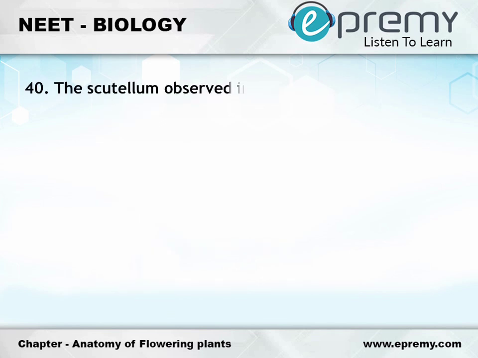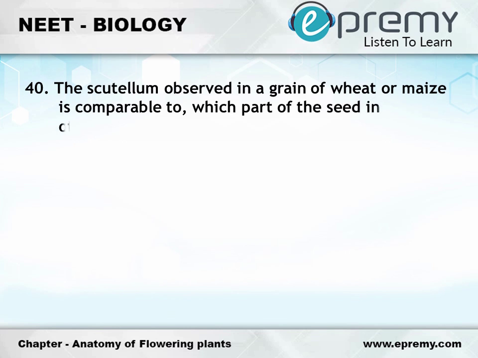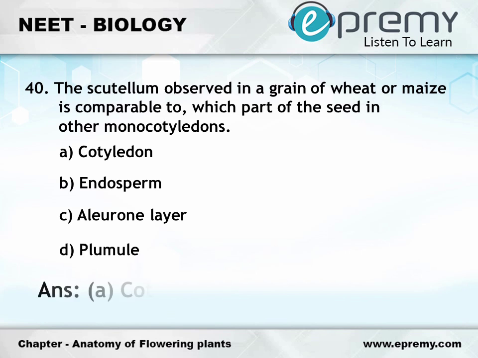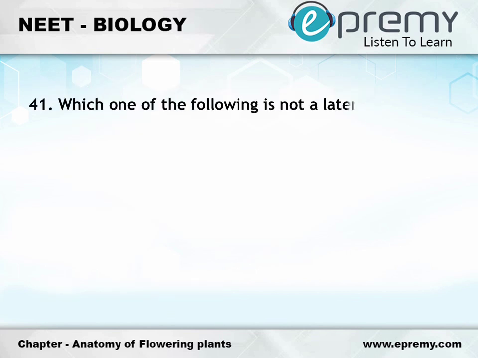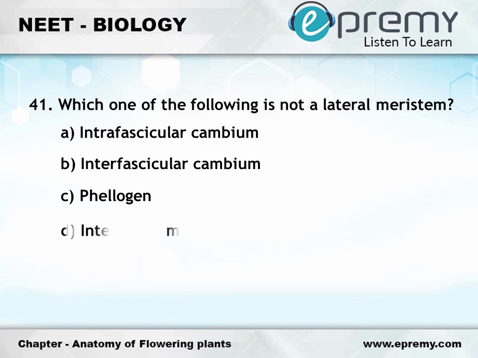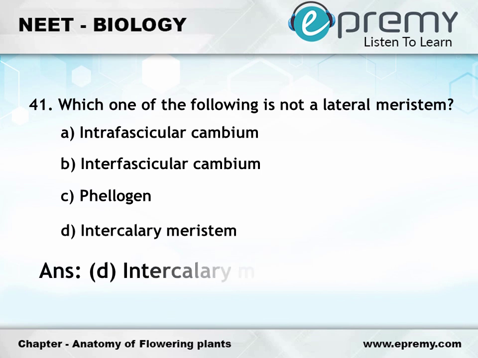Question number 40. The scutellum observed in a grain of wheat or maize is comparable to which part of the seed in other monocotyledons? Option A, cotyledon. Option B, endosperm. Option C, aleurone layer. Option D, plumule. And the answer is option A, cotyledon. Question number 41. Which one of the following is not a lateral meristem? Option A, intrafascicular cambium. Option B, interfascicular cambium. Option C, phellogen. Option D, intercalary meristem. Answer is option D, intercalary meristem.